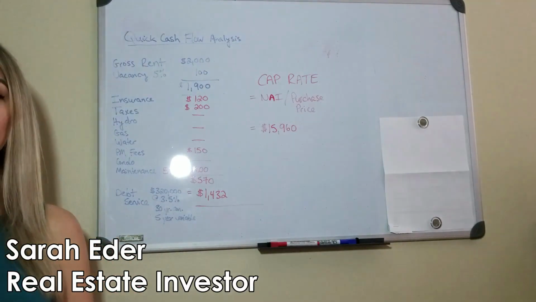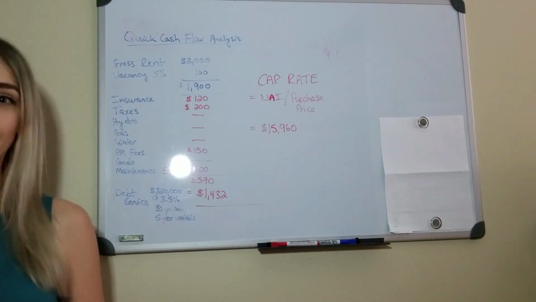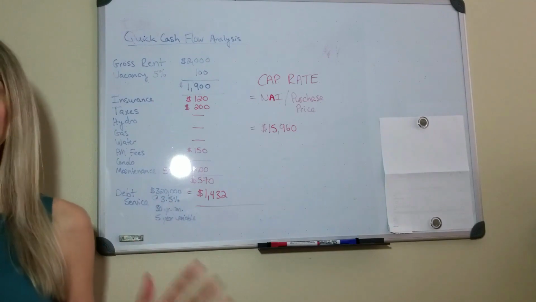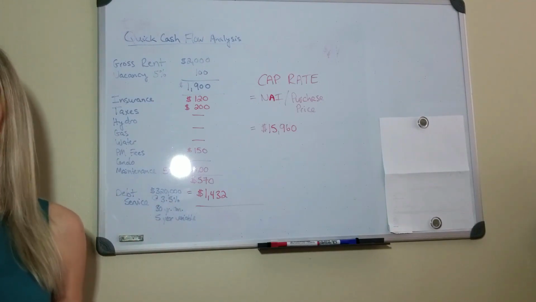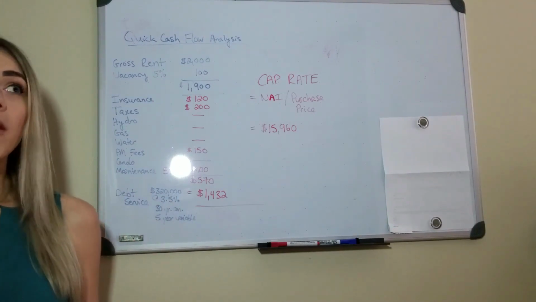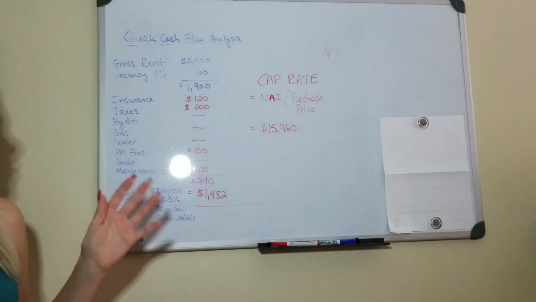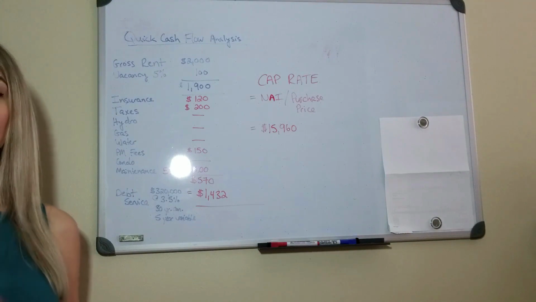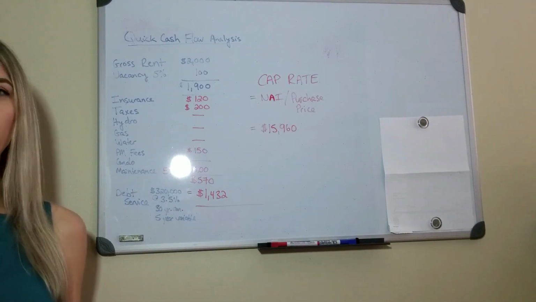Today's topic is going to be a quick cash flow analysis. Some people call this the napkin method because it's so simple. You can literally scribble it down on a napkin. It's a really good way that if you are just checking out a property or someone calls you and brings you a deal, you can sit, jot down a few numbers, and decide if you even want to delve into it further.